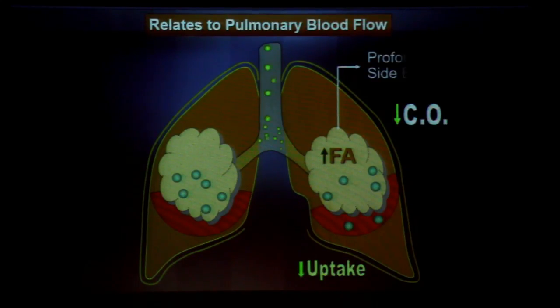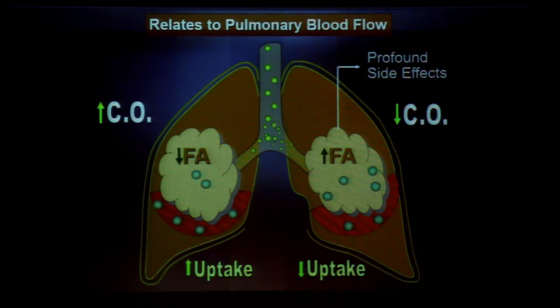Right? And that is why there will be profound side effects if you keep the same concentration at that particular time. And if the cardiac output increases, then you will find that the FA/FI would actually come down. Right? So this is what happens.